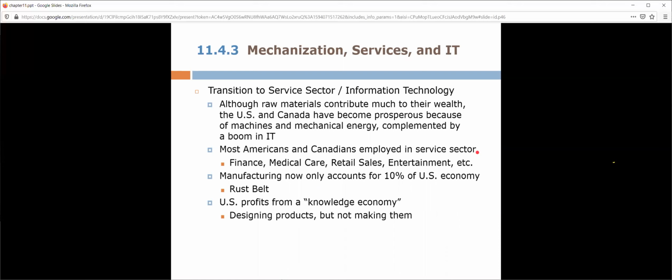A more developed country is one where people have to put in less of their own work to get out a product, your blue collar to white collar transition. Most Americans and Canadians are employed in service sectors such as finance, medical care, retail, entertainment, etc. You don't actually physically make something for your money. You provide someone with a service for your money.